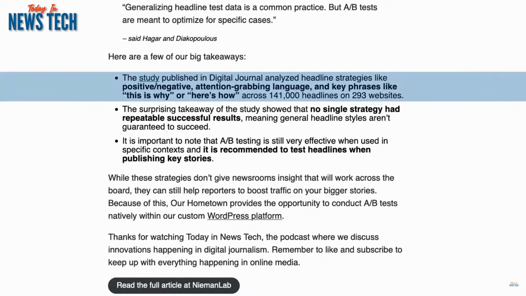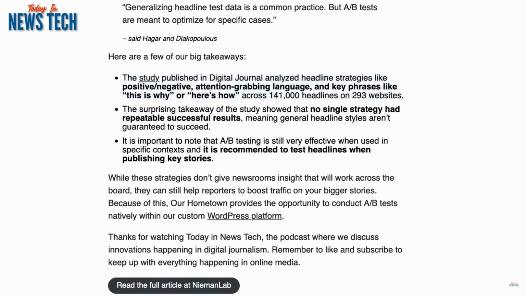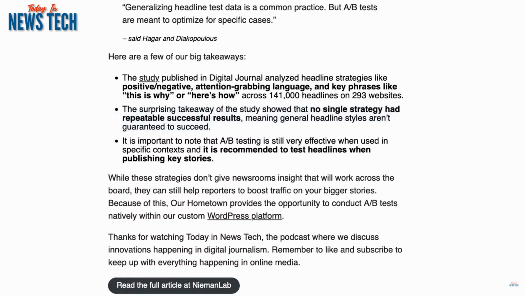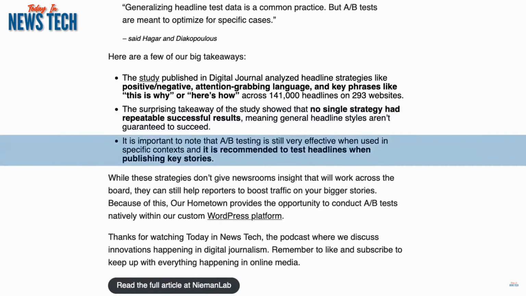The study published in Digital Journal analyzed headline strategies like positive/negative, attention-grabbing language, and key phrases like "this is why" or "here's how" across 141,000 headlines on 293 websites. The surprising takeaway of the study showed that no single strategy had repeatable successful results, meaning general headline styles aren't guaranteed to succeed. It is important to note that A/B testing is still very effective when used in specific contexts, and it is recommended to test headlines when publishing key stories.